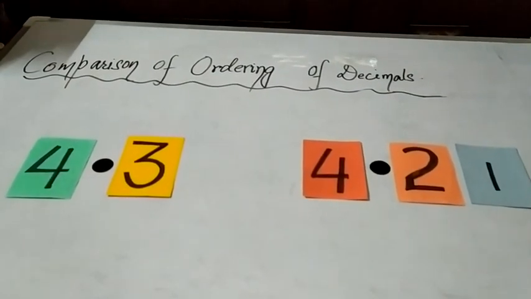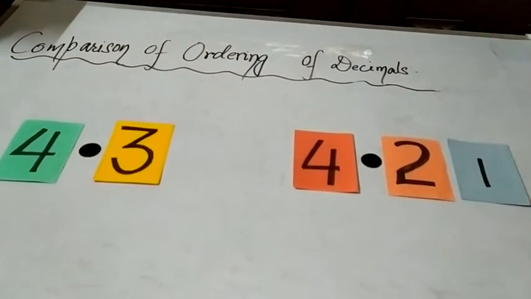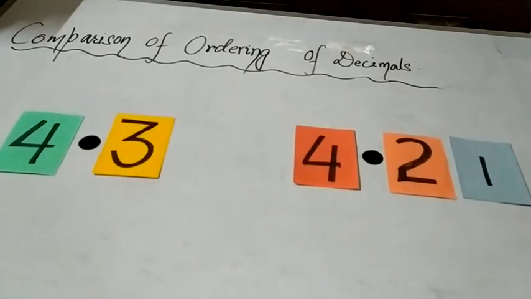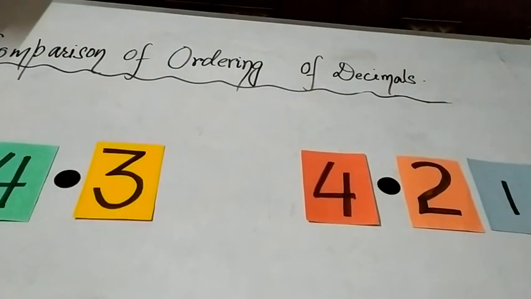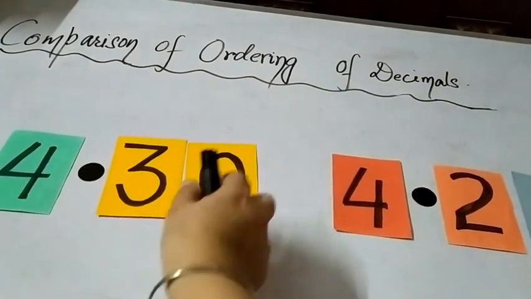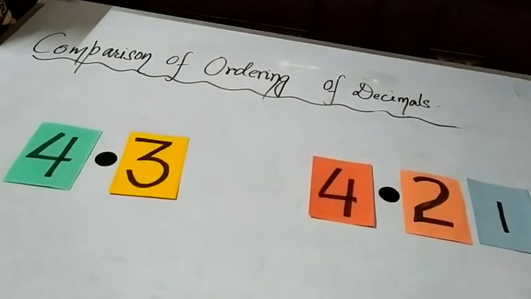Now look at this number. Here again they are unlike decimals. If you want to make them like, you can put a 0 over here, or you can skip this step, and let's do it that way.